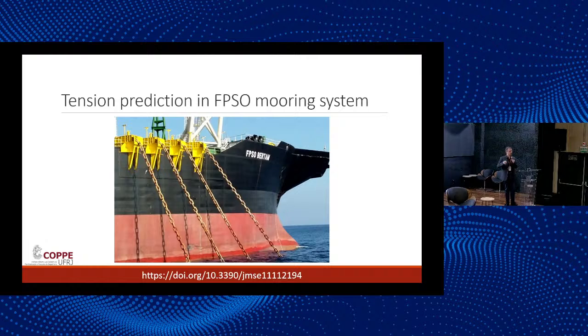We want to predict the tension depending on the time. So we have a model that predicts the tension and failure of the anchoring line of FPSOs for many different loading conditions and weather conditions.